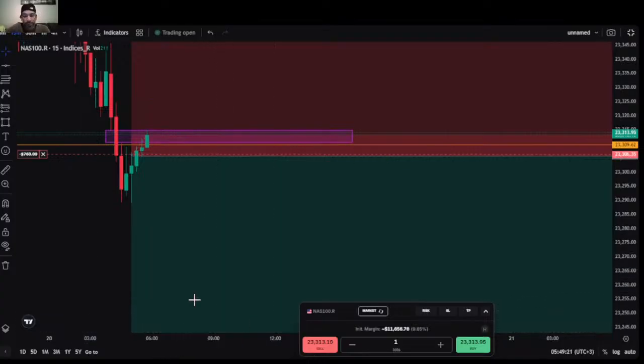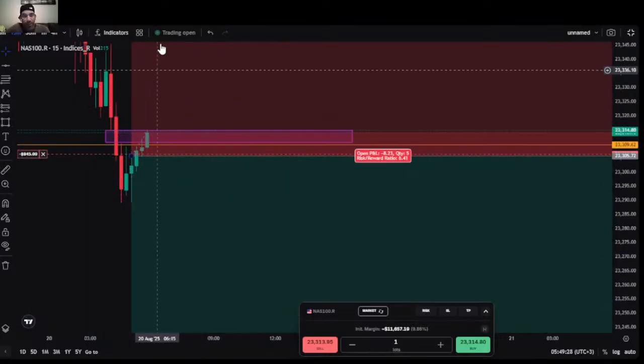I'll be back. I'm gonna go get something to eat real quick, and I'll be right back. Let this candle print. I'm gonna keep an eye on it though. I'm not gonna let it run too much.